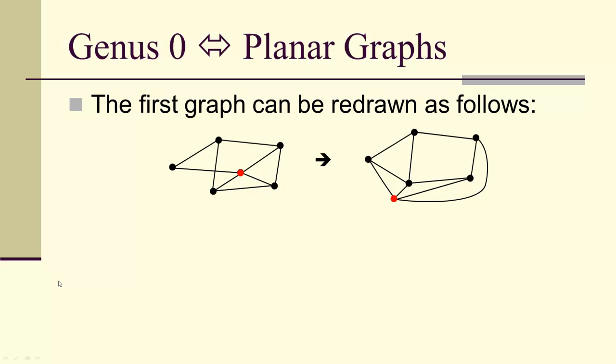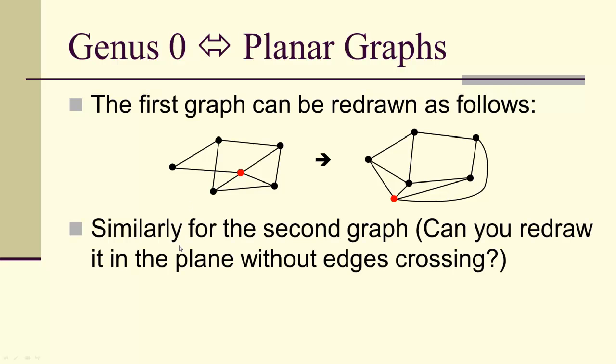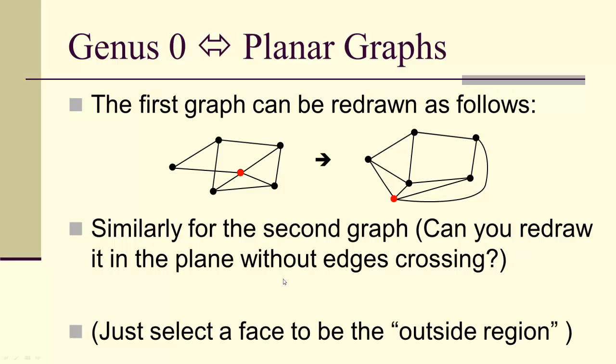Now we can redraw the first graph like this. We just take the red dot and we move it outside, and now we have the planar representation of the graph. You can do the same thing for the second graph, and the hint here is that what you have to do is choose one of the faces to be the outside region, and then it falls right out.